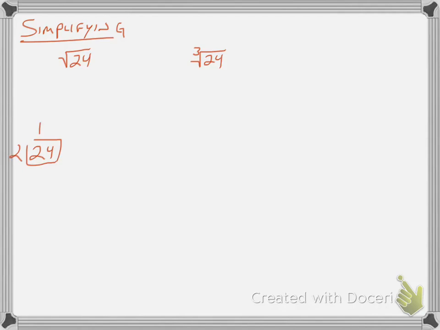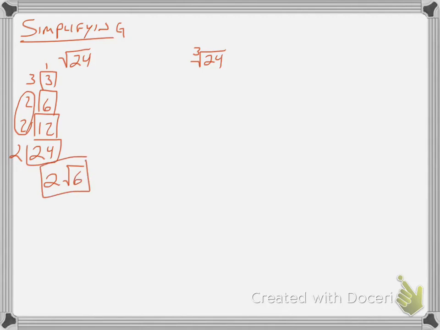I divided by 2, that becomes 12. Divided by 2, that's 6. Divided by 2, that's 3. Divided by 3, and that's 1. And remember you had a pair of 2's, so a 2 comes out, and I have the square root of 2 times 3, which is 6, on the inside.